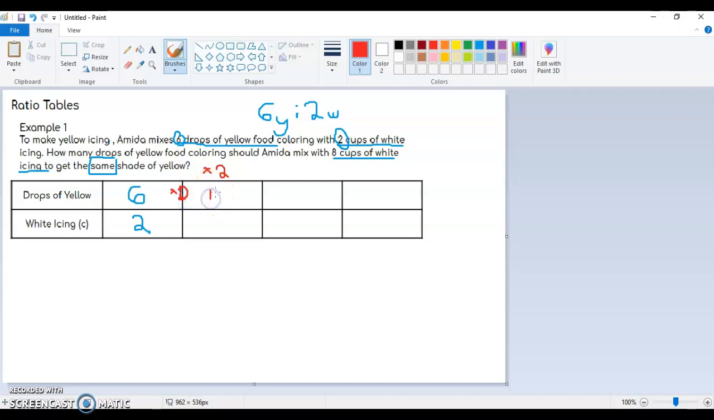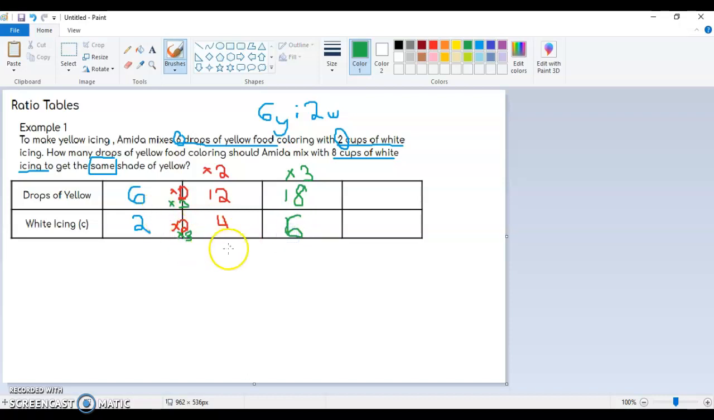is going to get me 12. If I do it on the top, I of course have to do it on the bottom. 2 times 2 is 4. Okay? My next column is going to be my times 3 column. And we're going to go back to the original. So when I times by 3, I get 18. Now when I times by 3, I'm going to get 6.